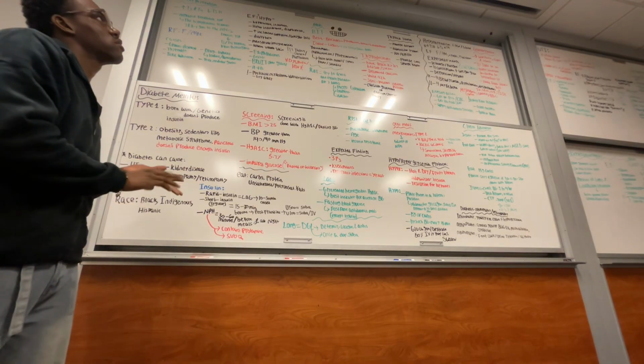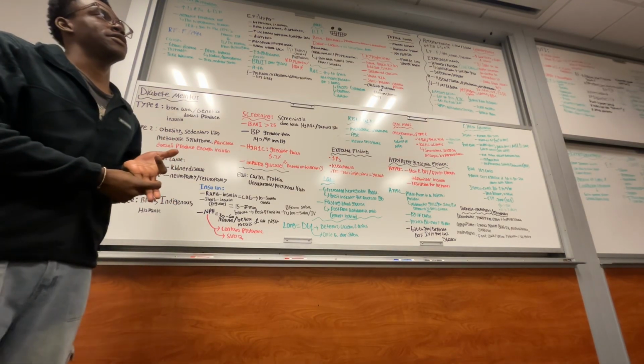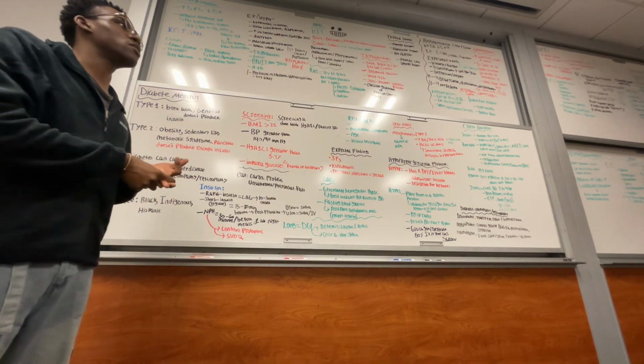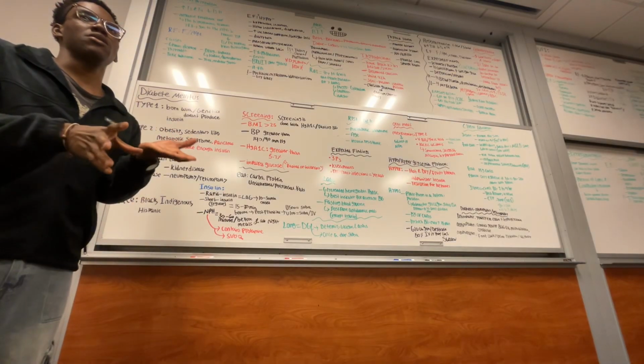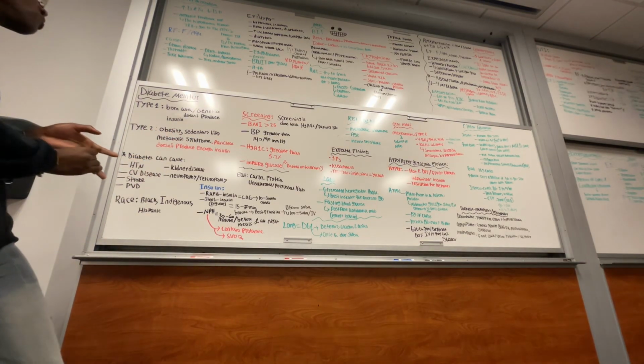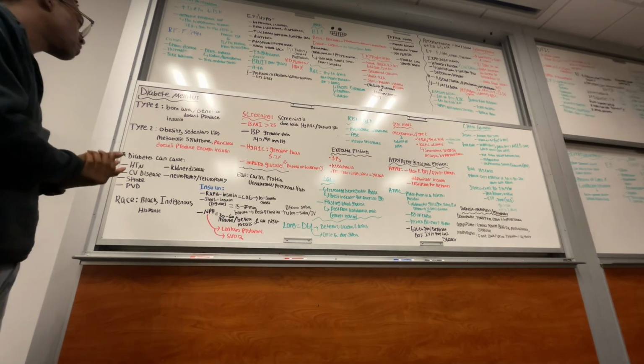What else? Central obesity, hyperglycemia, hypertension. I feel like there's one more and I keep forgetting it. Oh, sedentary lifestyle, like they don't do anything, I'm pretty sure. But pretty much this is where the pancreas doesn't produce enough insulin.